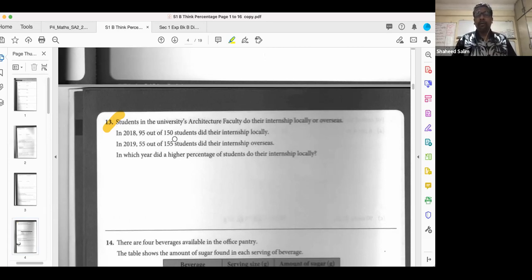2018: 95 out of 150 students did their internship locally. 2019: 55 out of 155 students did their internship overseas. Now remember, the original year is 2018, so this is 100%. But it really depends on what the question says. In which year did a higher percentage of students do their internship locally? No, this one now is a different type of question.